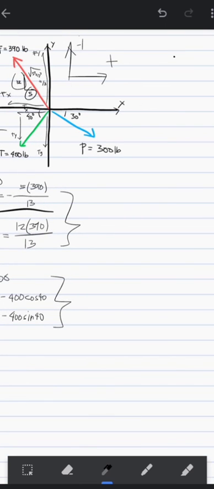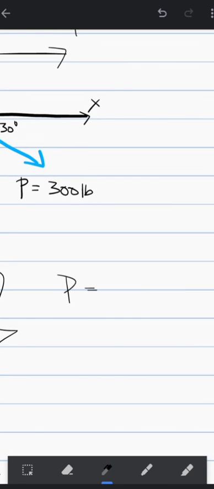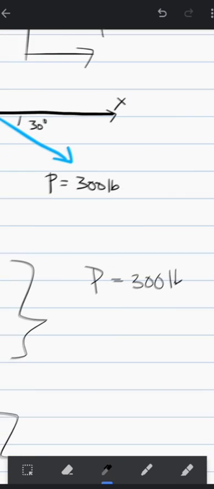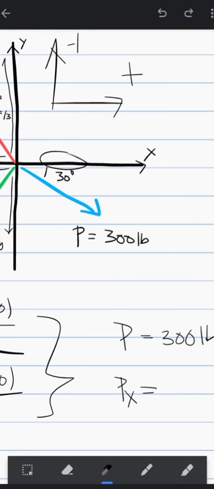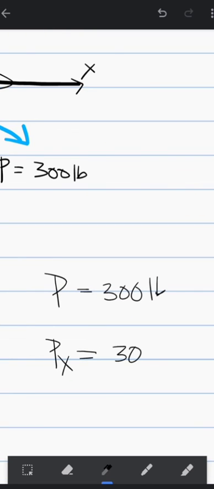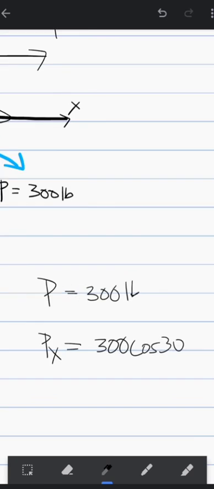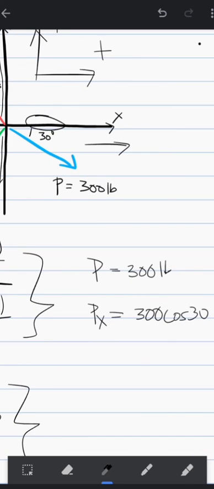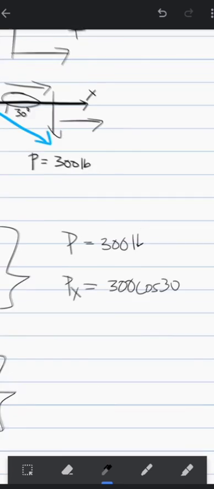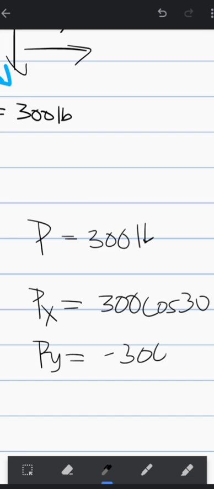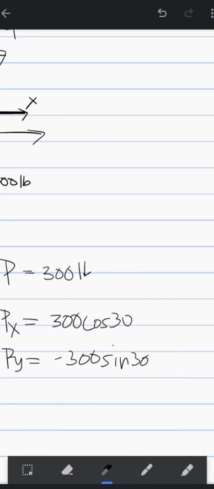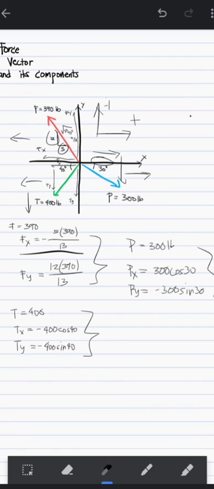And finally, for the force P, since we're also given the angle as direction, we have no problem about that. P of x, here, is adjacent, so it's just 300 cosine of 30, and it's heading towards the right. Then P of y is going down, so it's negative 300 sine of 30. So this is how we solve this particular problem, and that's how you break down a force into its horizontal and vertical components.